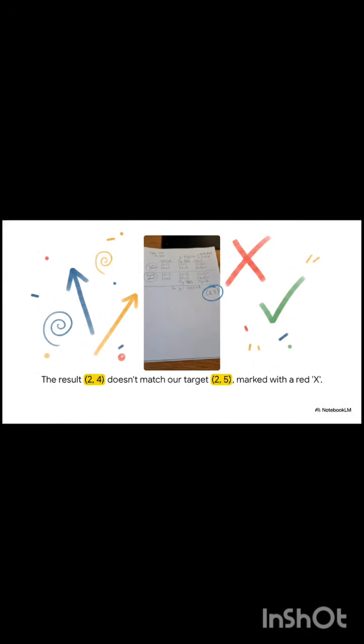We've got a wrong answer. You can see in the source notes, there's a big red X because (2, 4) is not our target of (2, 5). But here's the thing. We are not starting over. This is actually a super valuable clue. One point is right, the other is wrong. That means our transformation is partially correct, but something important is missing.